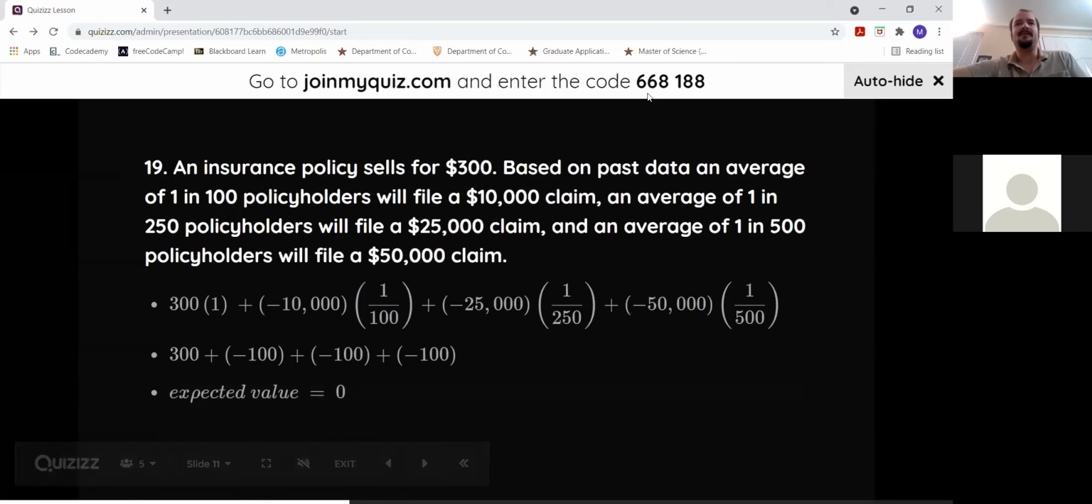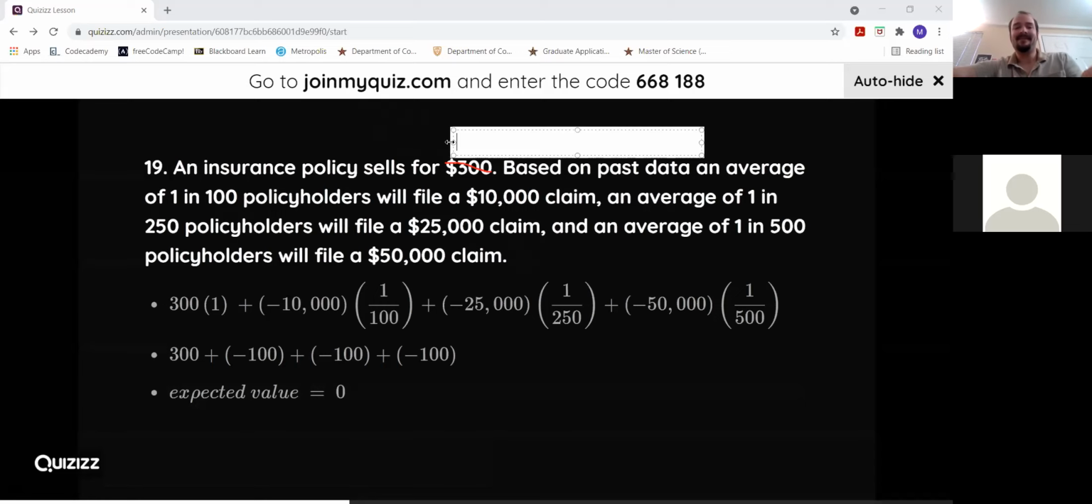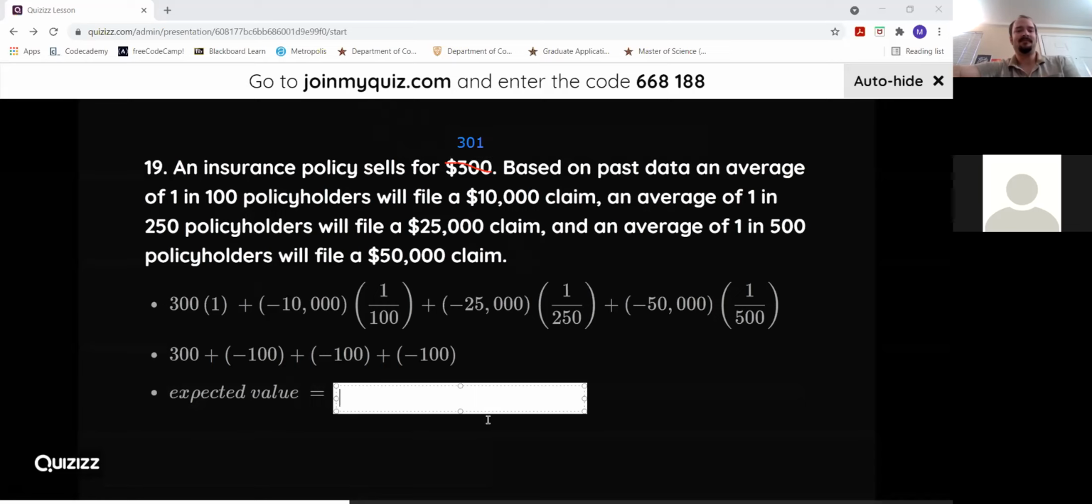If I wanted to make money on this policy, how would I do it? And maybe it's a stupid question. If I want to make more money, I charge more money. If you charge 301, I think this would make your expected value what? 1?